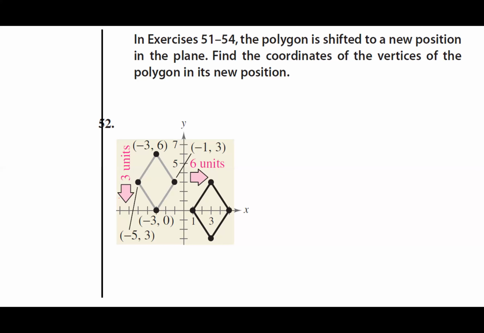So we have the gray figure that is given. And what we want to do is go from the gray figure 3 units down and 6 to the right, and produce the coordinates of the black figure, of the black diamond there.